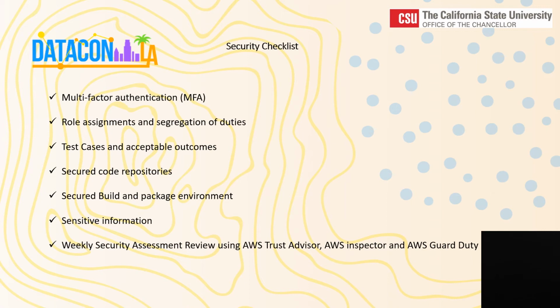Sensitive information such as S3 access keys, database logon credentials, etc. are stored in Secrets Manager, and we use Parameter Store to retrieve environment settings. We also hold a weekly security assessment review meeting using Trusted Advisor, Inspector, and GuardDuty.